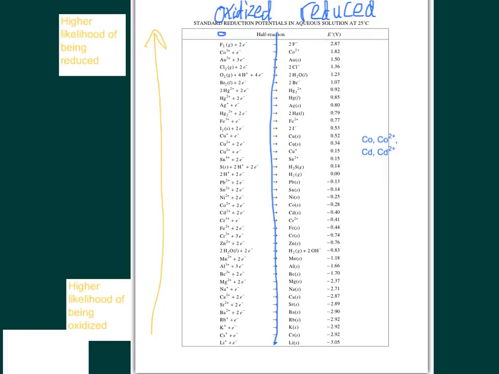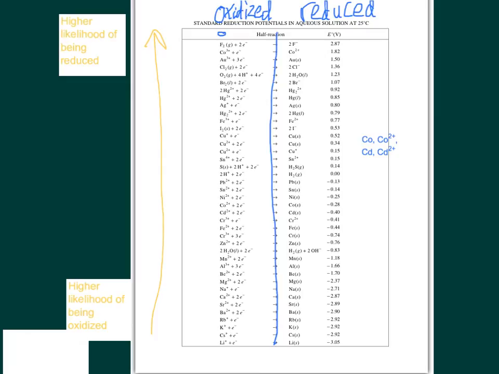So the first thing is to find these reactions on the table, and if you take a look, cobalt is right here, cadmium is right here, so they're right next to each other. Now if we want to find the better reducing agent, then we need to find the thing that is most likely to be oxidized. Okay, so taking a look at our reaction here, higher likelihood of being oxidized as you go down the table. So it's going to be either the cadmium 2+ or the cadmium. Okay, and now we need to figure out which side it's going to be.